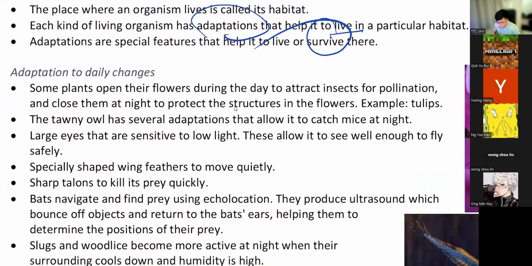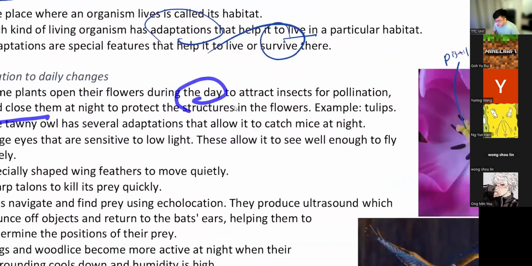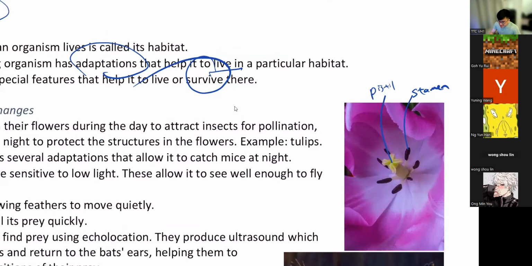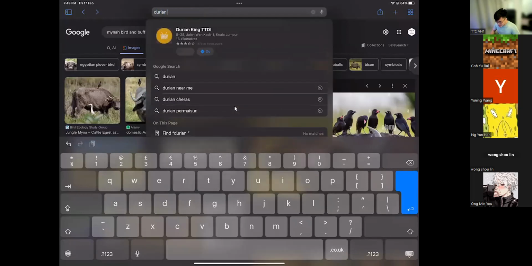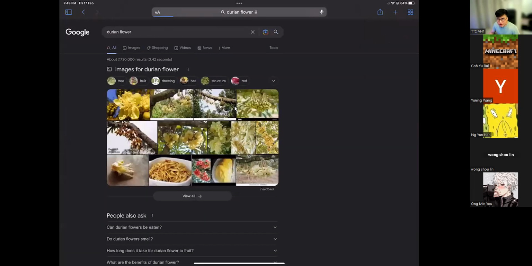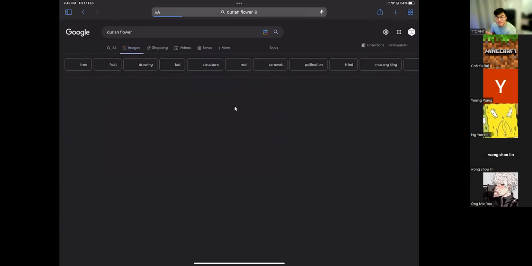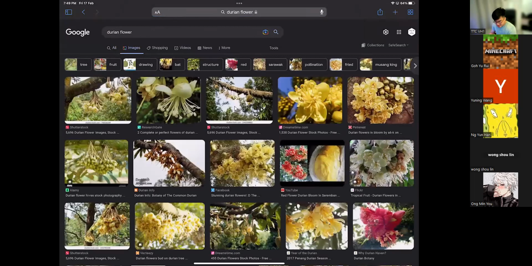Anyway, so some plants open during the day, because at night they want to protect themselves, so they close, like tulips. Tulips do that, right? And some plants do it in reverse. They will open only at night, right? An example here would be your durian flower. Okay, guys, durian flowers open at night. Do you know that? Because bees, sorry, not bees, bats will pollinate them. Bats will pollinate them.